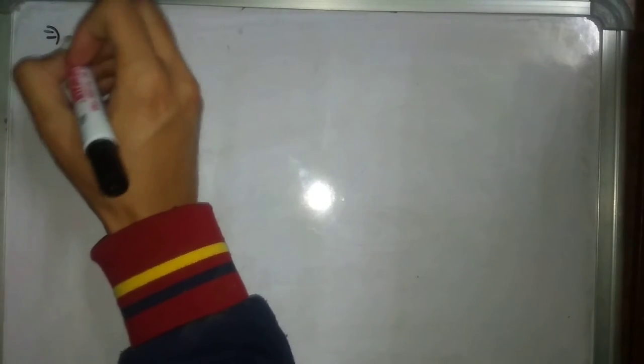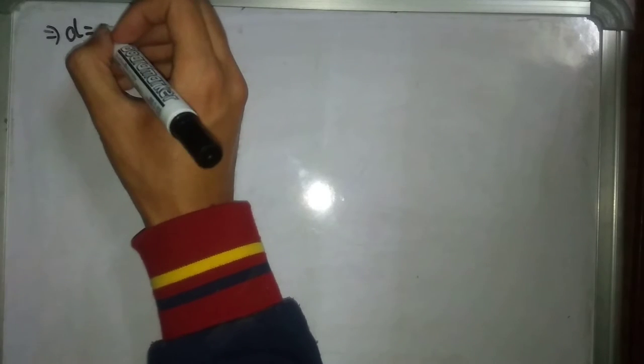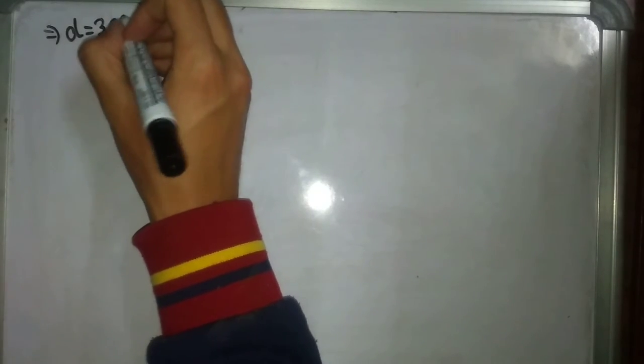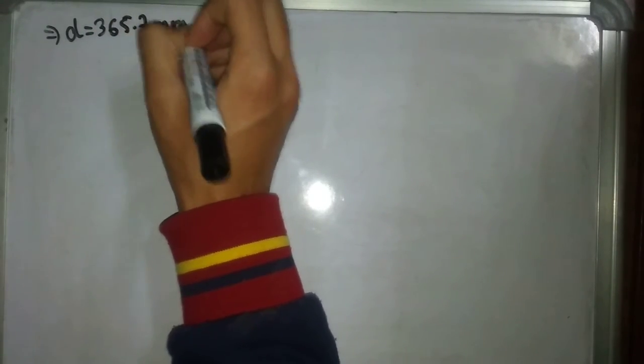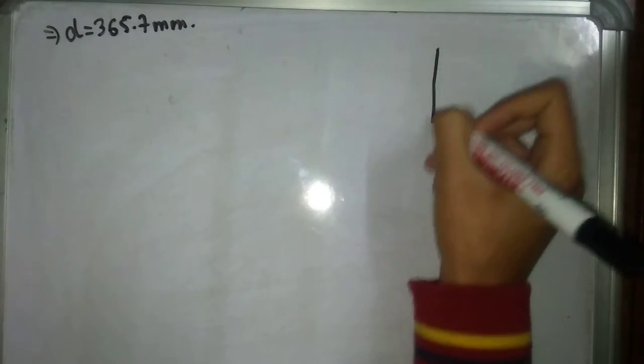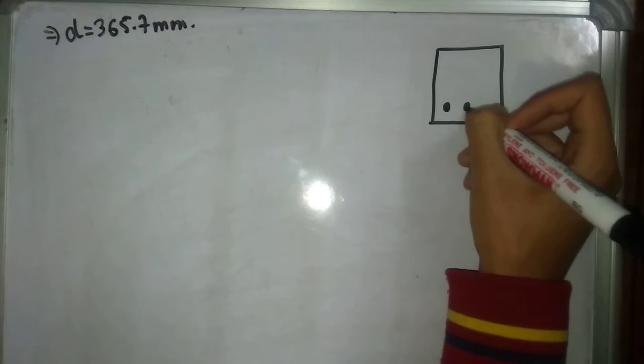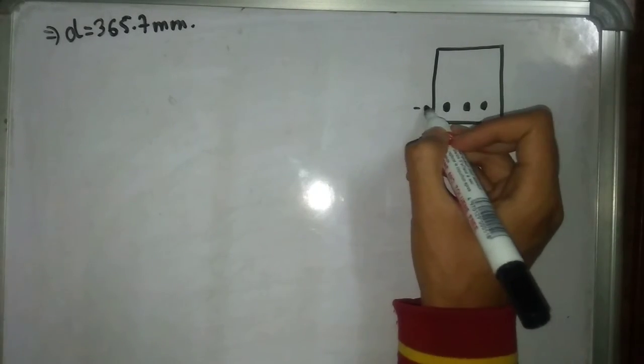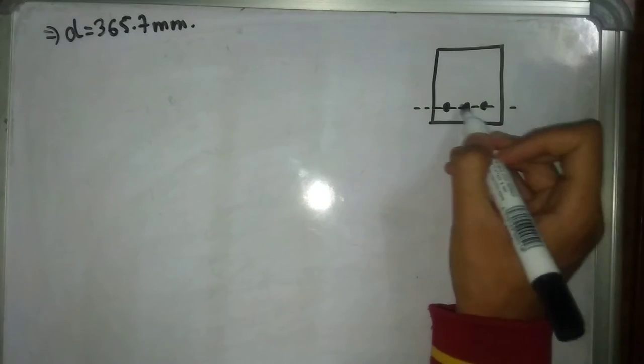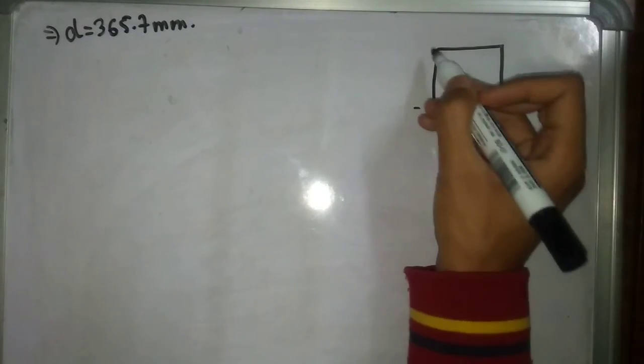So till now, what we did was we found the value of our effective depth d as 365.7 mm. So again, drawing our figure. So there are going to be our reinforcements over here. I'm just randomly assuming the number of reinforcements as 3. This is a random figure.